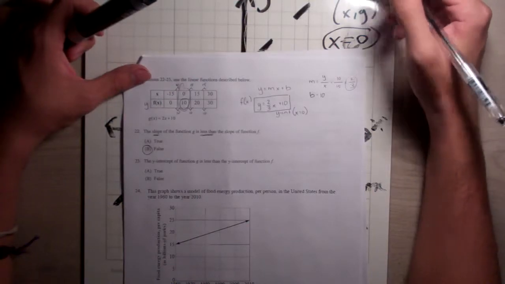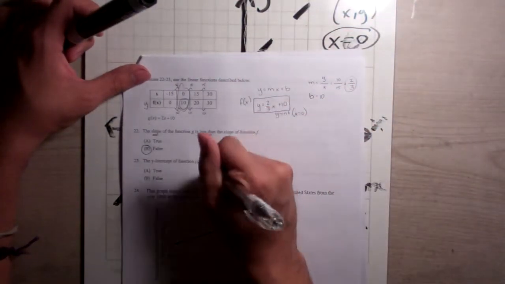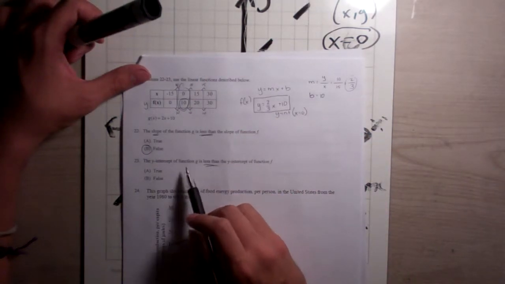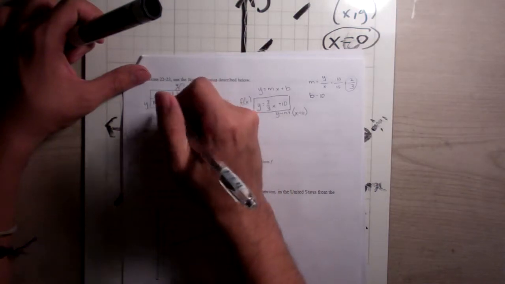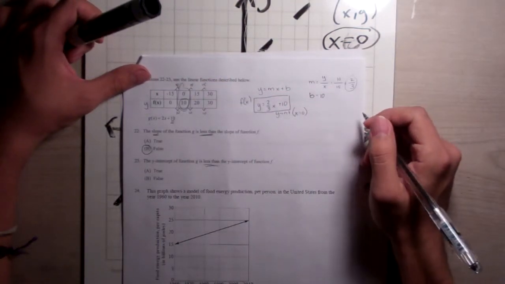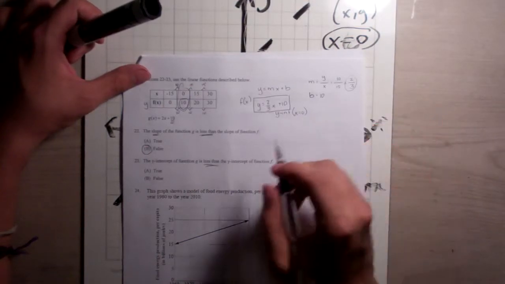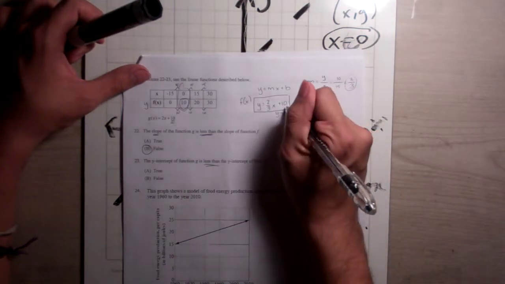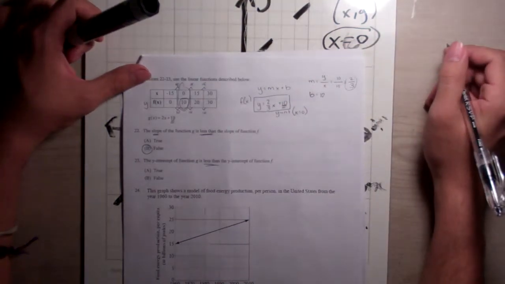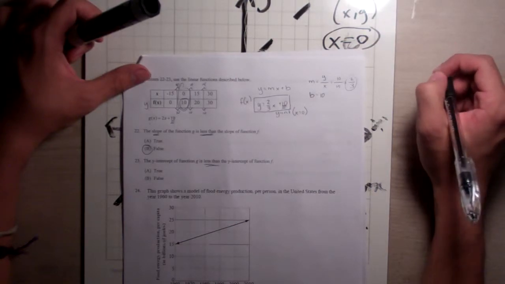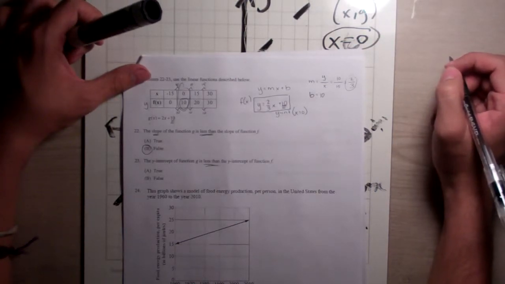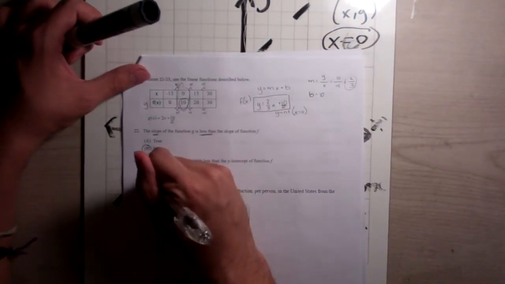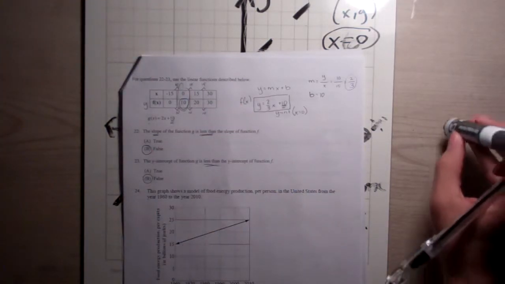Moving on to 23, the y-intercept of function g is less than the y-intercept of function f. Let's look at the y-intercept of g. The y-intercept of g is 10. That's where we begin on our y-axis. Now let's compare that. We're saying that number is less than the y-intercept of f. Over here, it's also 10. So is it less than the y-intercept of f? It's not. They're actually equal. It's not greater than, they're just equal. So this statement is a false statement. B would be the correct answer choice for that.